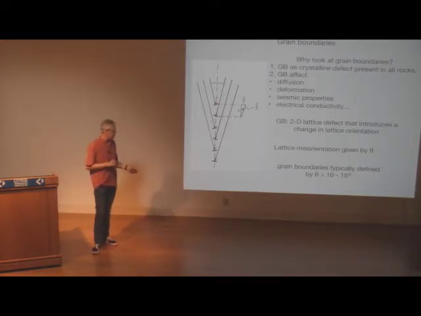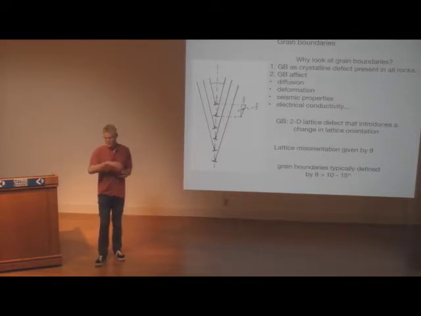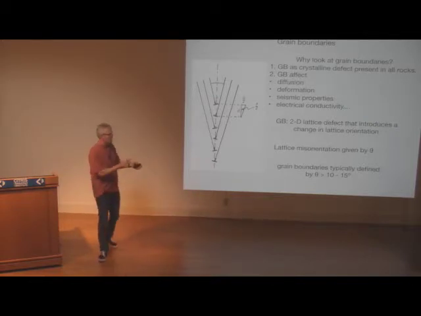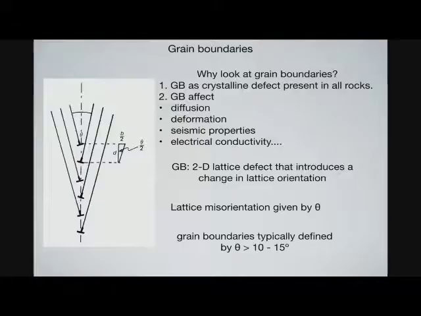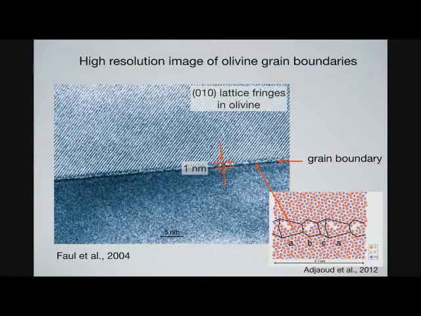And by the time you get to something like 10 to 15 degrees, it doesn't really matter. If you further increase the misorientation, the grain boundary energy doesn't change very much, right? So that's why people typically, and you can show that with the experiments, I won't go into the details there, but essentially that's a typical relative misorientation of 10 to 15 degrees. So yeah, visualization of types of grain boundaries.